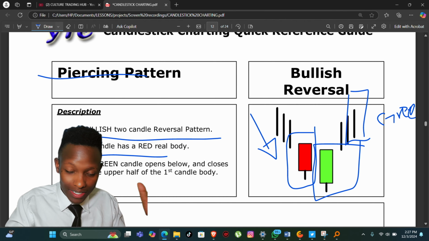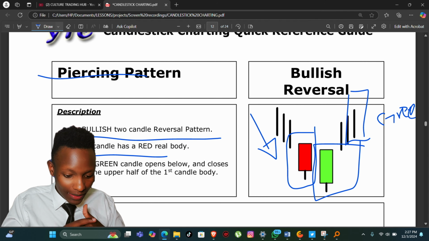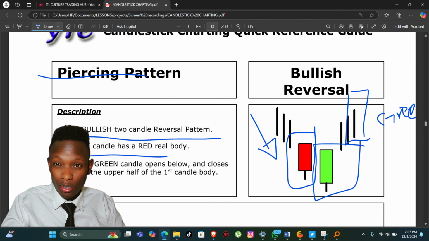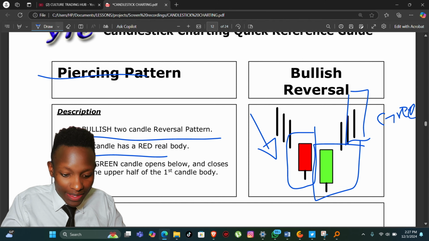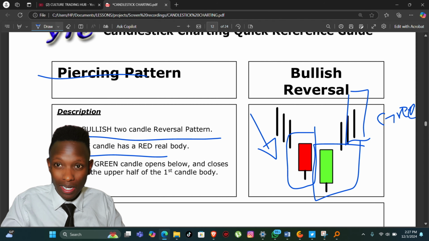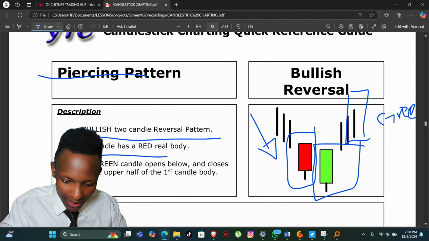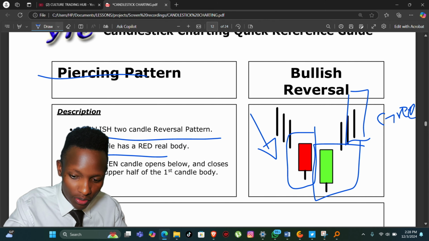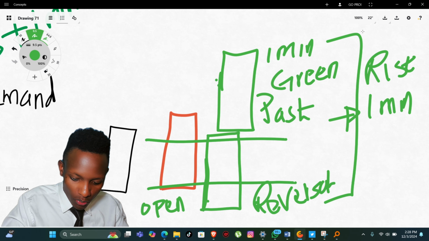The first candle has a red body, and the second green candle opens below and closes in the upper half of the first candle body. So that is something that should be very well noted. Immediately you see something like that in your market, you know that you're getting in to execute a trade on rise within the next minute.